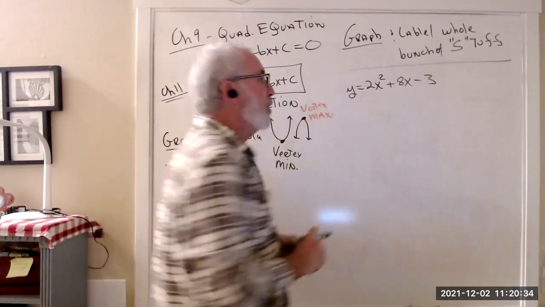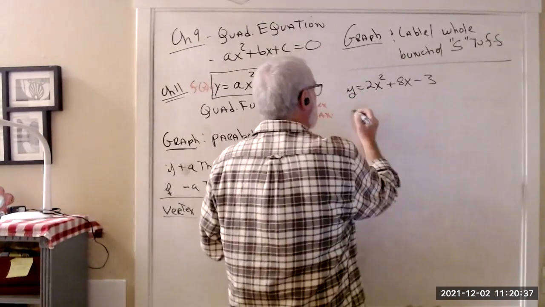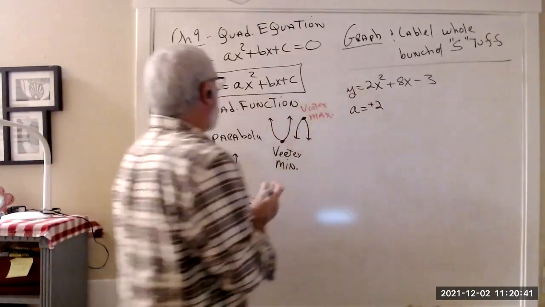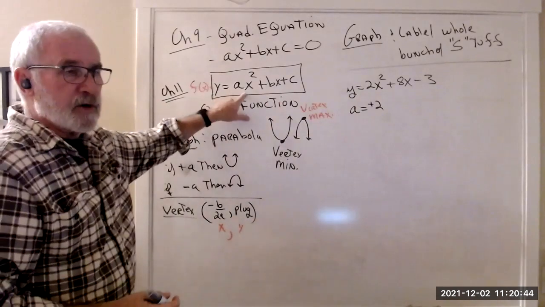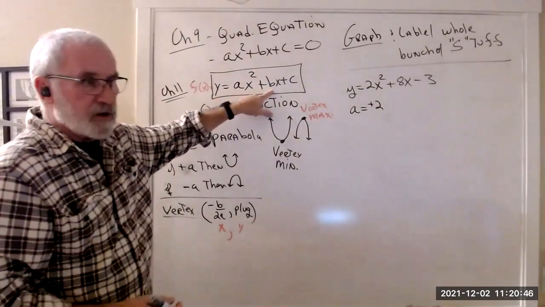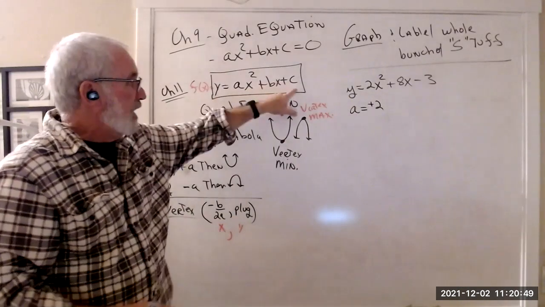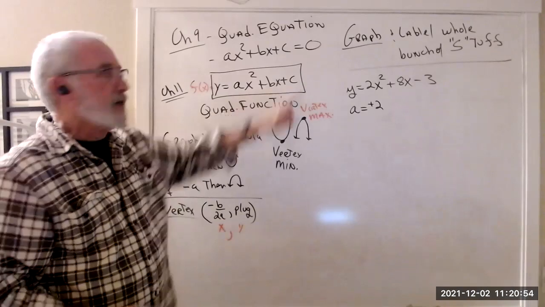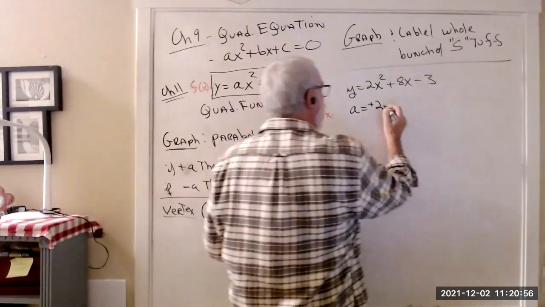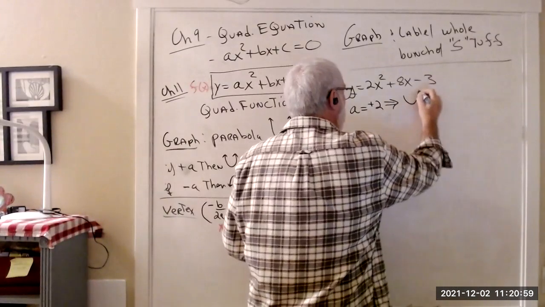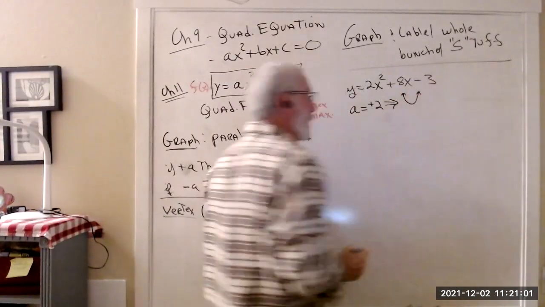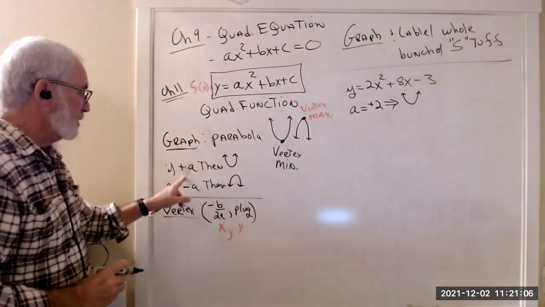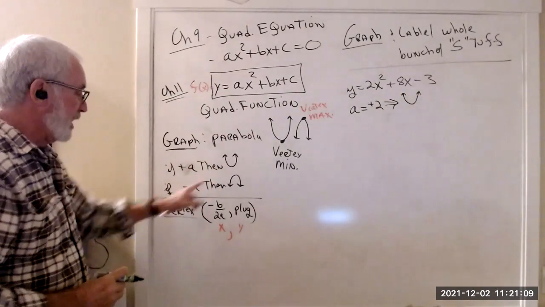So here we go. First off, I see that A is positive 2. Remember, A is the number in front of the x squared, B is the number in front of x, the coefficient of x, and C is called the constant. That's the number without an x. Because A is positive 2, this tells me that whatever my shape is, it's going up. That's what I wrote here. If it's a positive A, it's going up. If it's a negative A, it's going down.